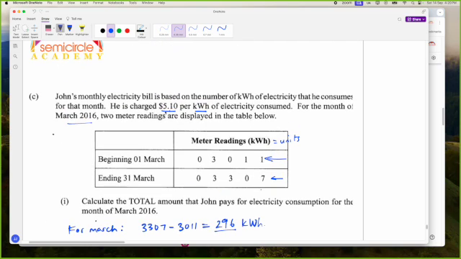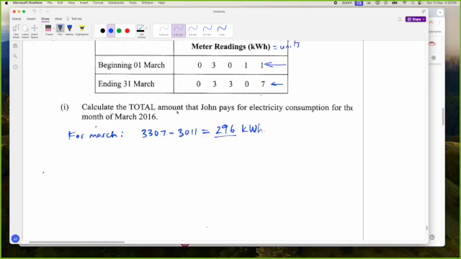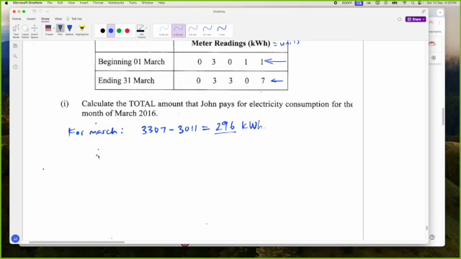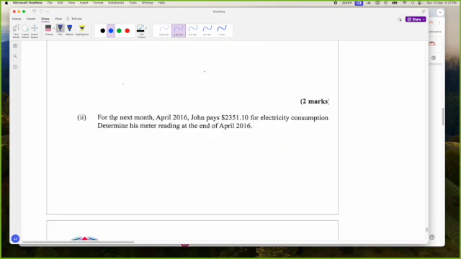And then we have to take $5.10 per kilowatt hour. So therefore, he pays $5.10 multiplied by 296, which is $1,509.06.